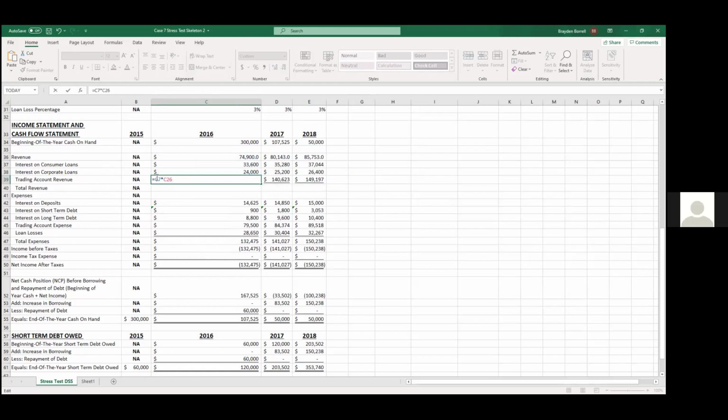Look, you have the cells messed up. Look, this is what's happening. You entered 74,900 for the revenue. That's not correct. The correct place is interest and consumer loans. So basically you need to push everything down. Let me show you on my screen. Okay, so that's where the error is, I think.